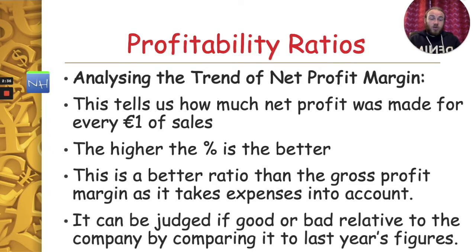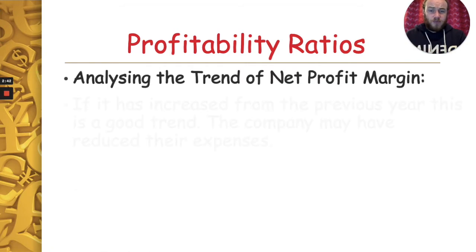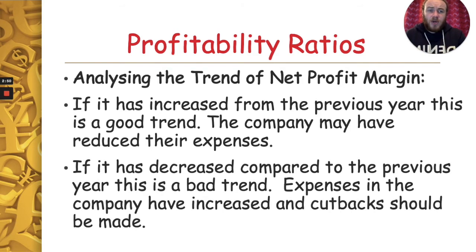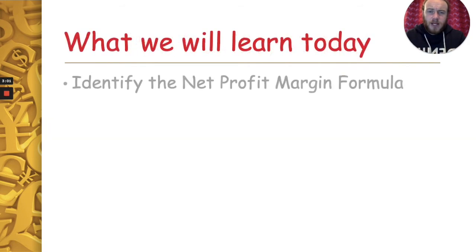Same ideas as with our gross profit margin: we analyse this and compare it to the trend of last year's figures. If it's increased from the previous years, it's a good trend, and how have they done this? Well, the company may have reduced the cost of their expenses. Whereas if the net profit margin has decreased from the previous year, that's a bad trend. It could be a case that expenses are costing more and may need to be reviewed, because the company might have to make cutbacks, etc.